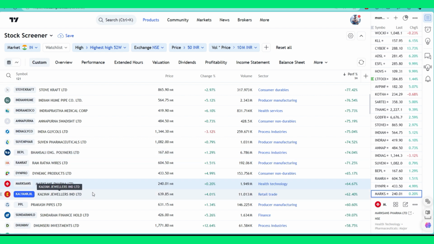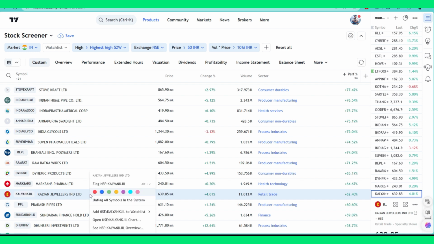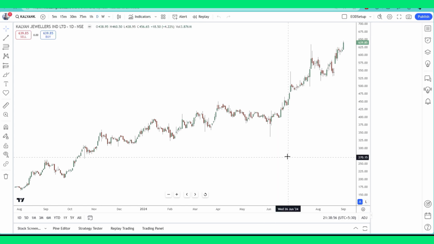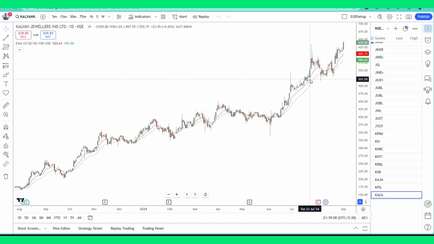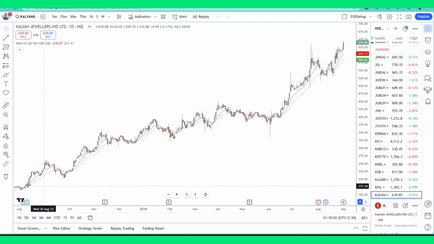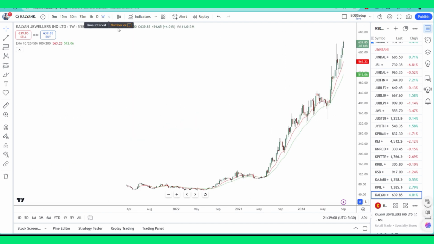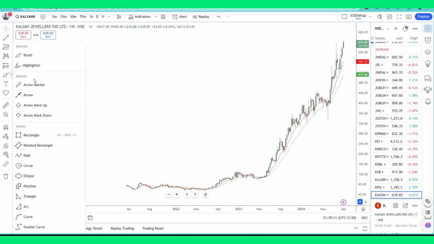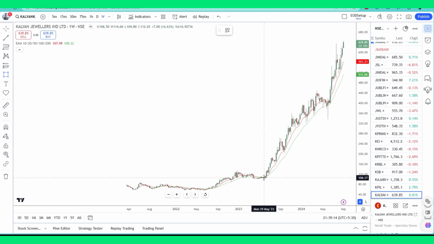So the other one is Kalyan Jewelers, which is one of my holdings. So you can see that this is a beautiful structural uptrend, and the base building we can see in weekly. So this is the early pullback that it has given, which can be called decent. Rest has been just an investor's dream.